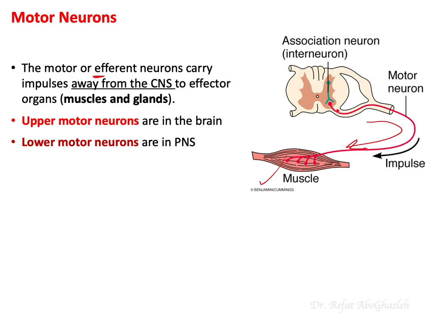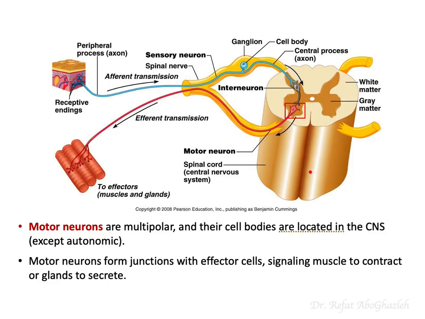Usually, the motor neurons can be divided into upper motor neurons, for example, one that comes out from the brain. So this is the cell body, for example. This is the upper motor neuron, and here is the lower motor neuron. Usually the upper motor neuron is located in the central nervous system, and the lower motor neuron is located in the peripheral nervous system, right? We will get more details in the next lectures.